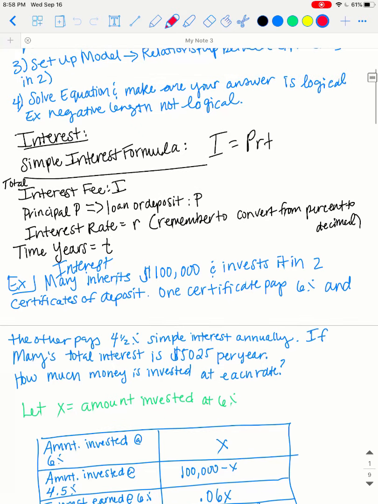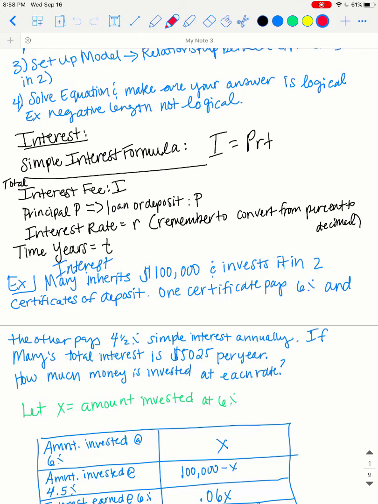So in order to get us set up for this next problem, we're going to learn about interest. The simple interest formula is I equals PRT, where I is the total interest fee, P is the principal, which means the loan or the deposit amount that is collecting interest. The interest rate is R, and remember to convert our R from a percent to a decimal, and time is in years for T.